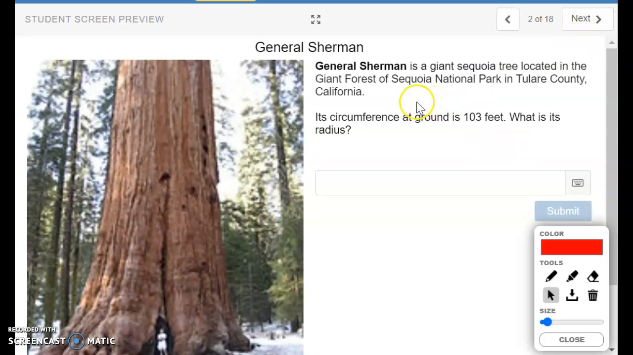The second card. General Sherman is a giant sequoia tree located in the Giant Forest of Sequoia National Park in Tulare County, California. Its circumference at ground is 103 feet. What is its radius? Okay, so we know that we're given the circumference and we're looking for the radius.